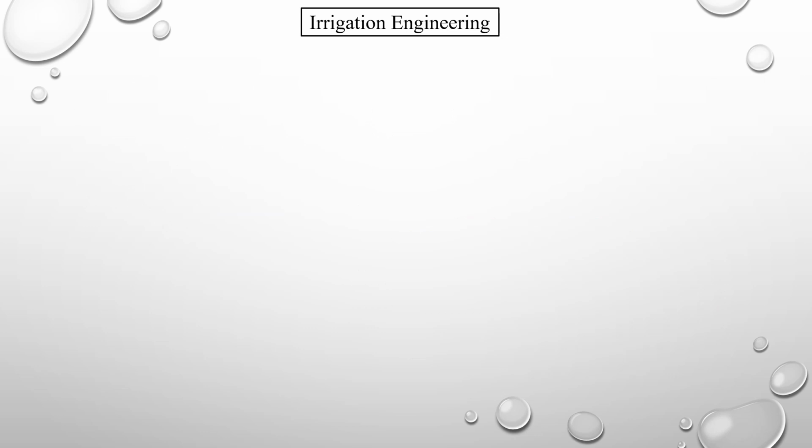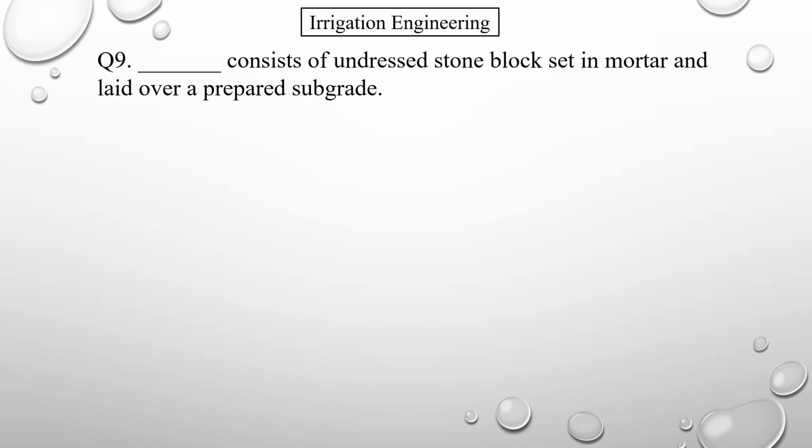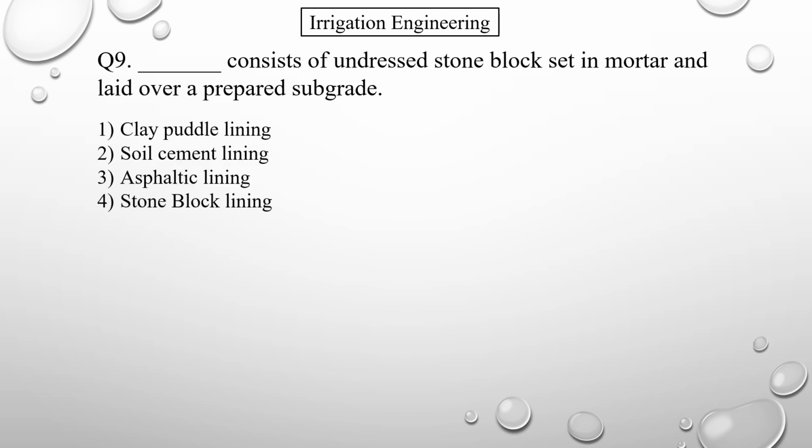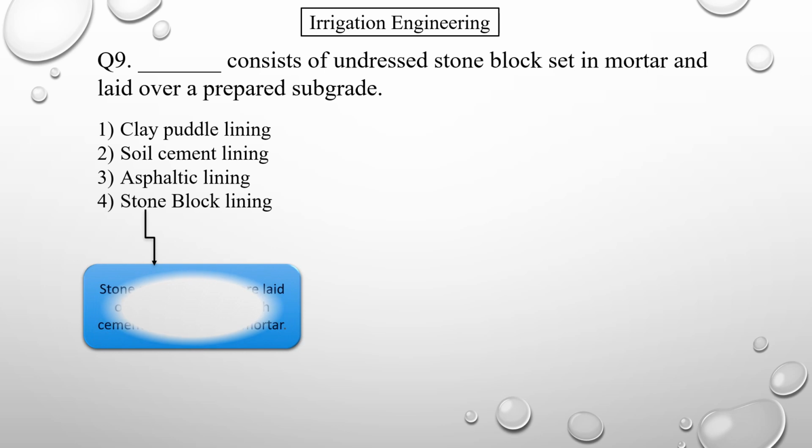Then the next question is from irrigation engineering. Question number 9: Dash consists of undressed stone blocks set in mortar and laid over a prepared subgrade. So these are the options and the answer is stone block lining. Stone block lining is laid with cement mortar or lime mortar for canal lining, and it is also undressed stone blocks set in mortar and laid over a prepared subgrade. So the correct answer is stone block lining.